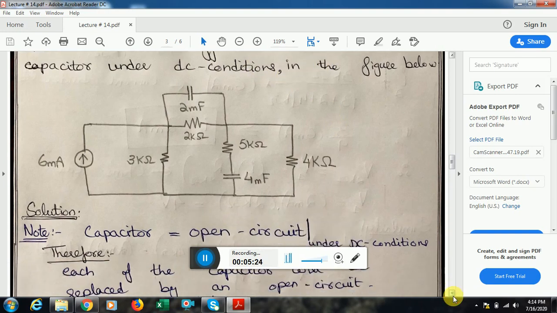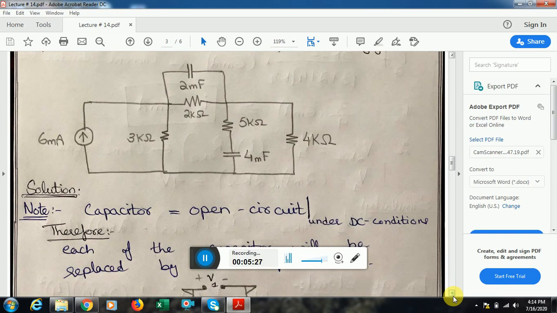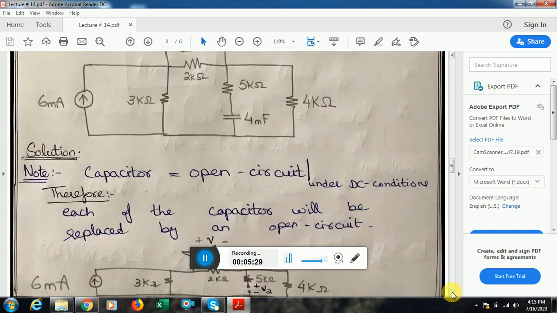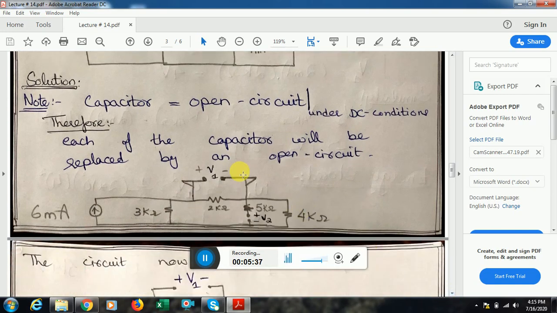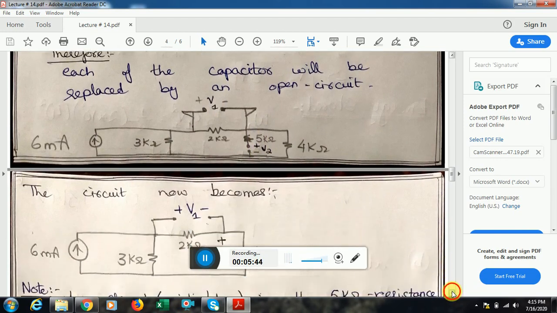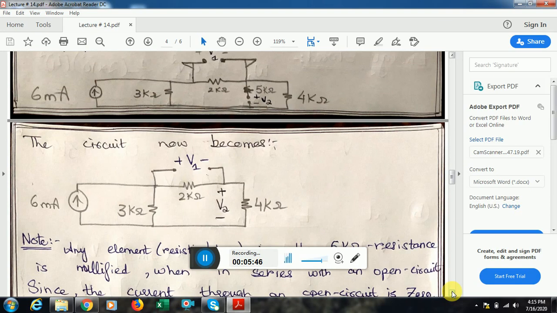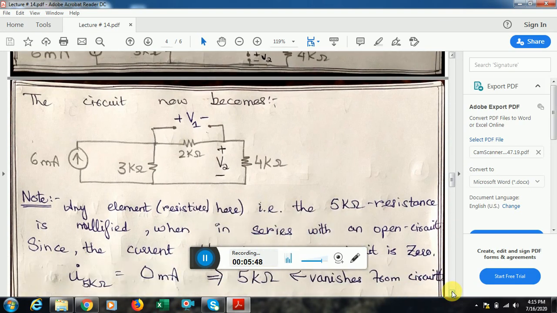So under DC conditions, you know that in lecture number 13 I told you that a capacitor does not work in DC conditions and it is open circuit. Now, open circuiting both the capacitors wherever they were, I identify this capacitor voltage as V1 and the other capacitor voltage as V2. And first of all, before finding the energy stored, we have to find the value of V1 and V2.